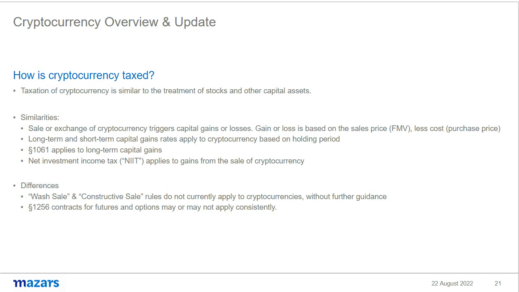It's also worth noting that Section 1256 applies to cryptocurrency, but in a limited capacity. Right now, only Bitcoin qualifies for mark-to-market 1256 treatment, but the Commodity Futures Trading Commission, the CFTC, has indicated that Ethereum and other cryptocurrencies will likely qualify as commodities in the near future and become eligible.